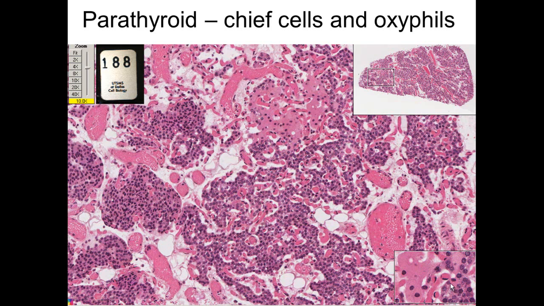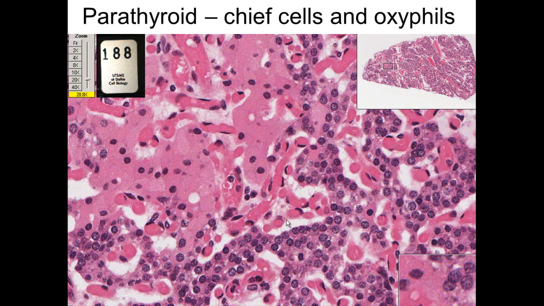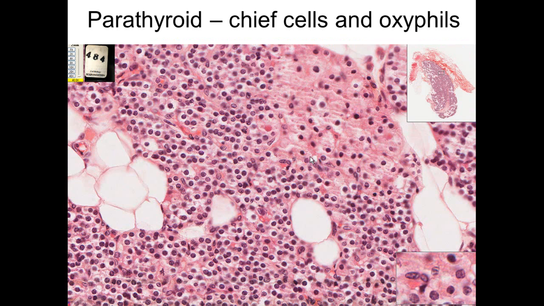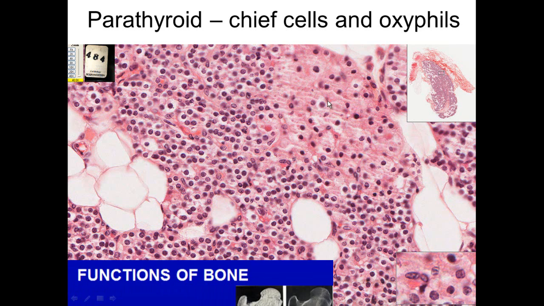Oxyphils, chief cells. Oxyphil cells are very big, and they have a small nucleus. So there's a lot of cytoplasm between the different cells, and it's also light staining. These with a large nuclei in through there and blue cytoplasm around it are the chief cells, the main ones that produce the parathyroid hormone. And here we can see in another slide, 484, the chief cells and the oxyphils.